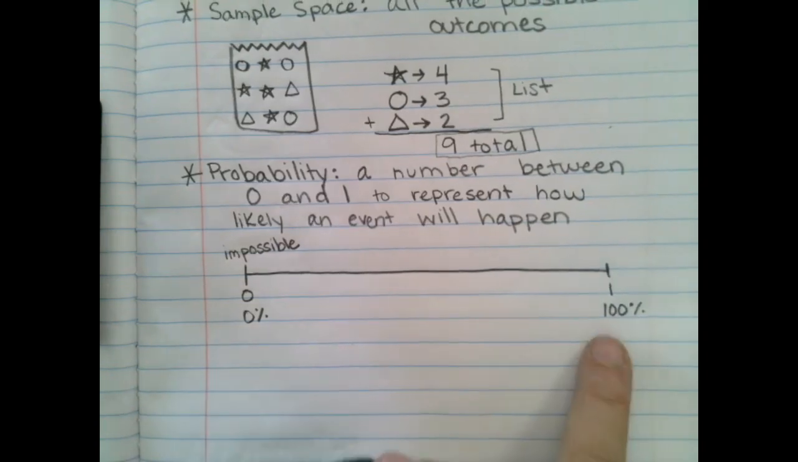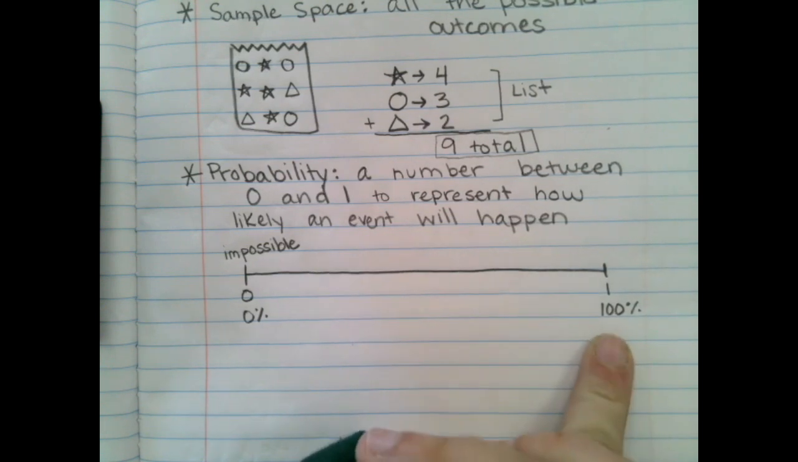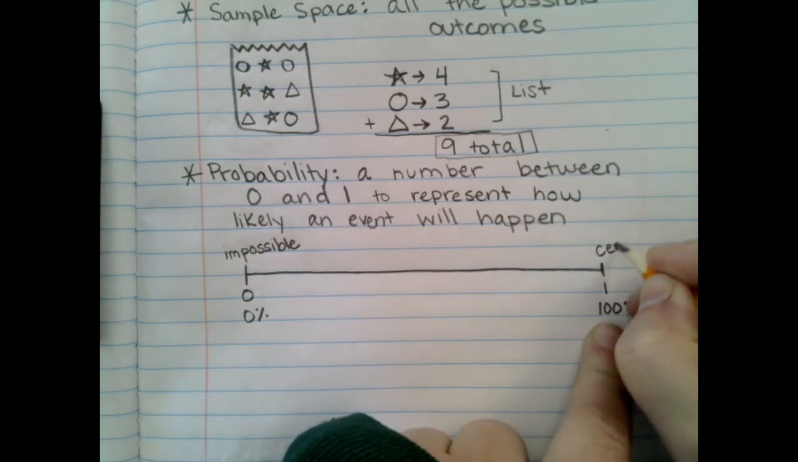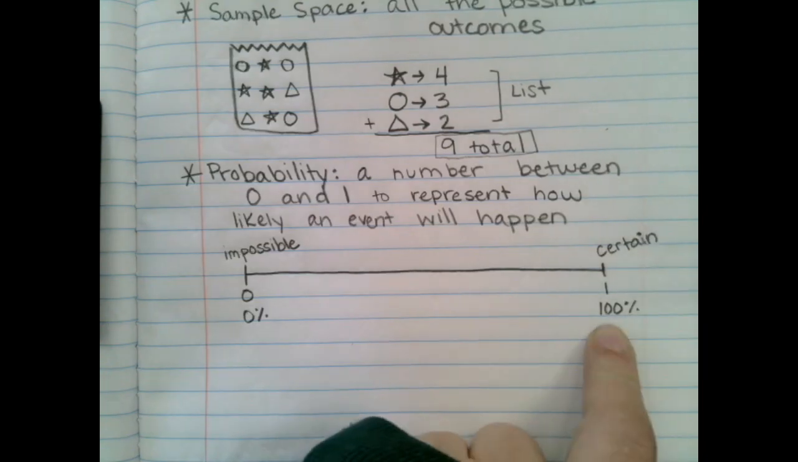All right, if it's a 1 or 100% though, what does that mean? There's a 100% chance that there's a test at the end of this chapter. Definitely, it's for certain. It's going to happen. We know for a fact.